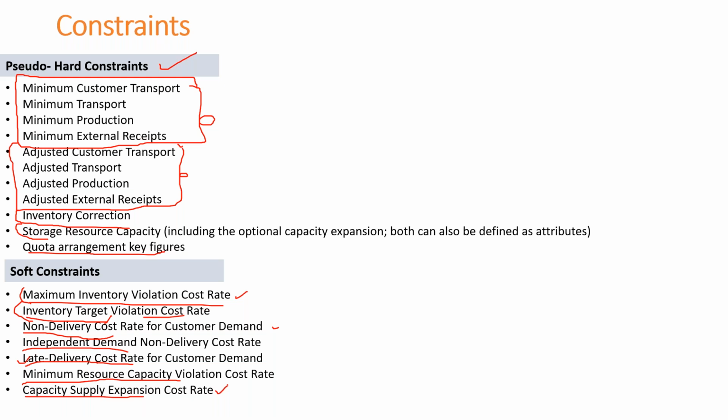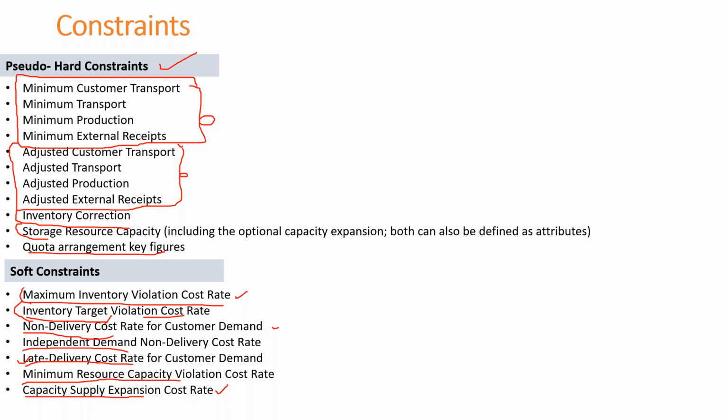But if the capacity expansion cost is so high, then the optimizer thinks that it is not advisable or profitable to increase the capacity. Forget about the demand, just do what you can do, stick to your capacity utilization of 100%. It's okay to have some shortages, it will do that. And if there is a late delivery, then that's a different story altogether.